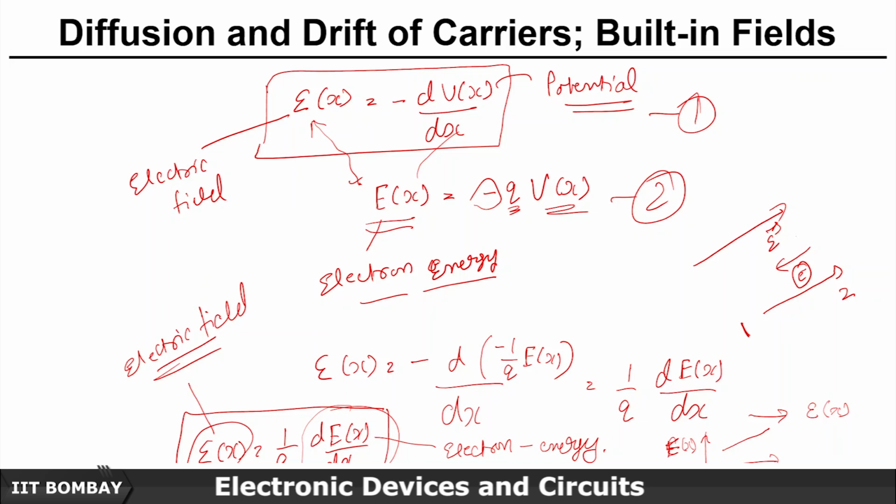If it were decreasing, sorry, I do not have enough space. So if it is decreasing in the other direction, like this way, then the slope would be negative for this energy with respect to x. So the electric field will be in this direction.